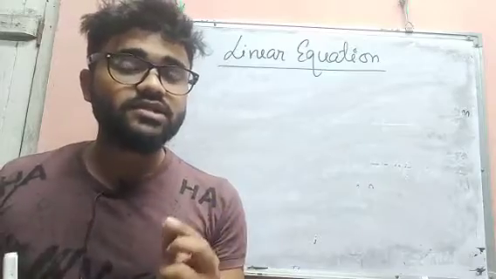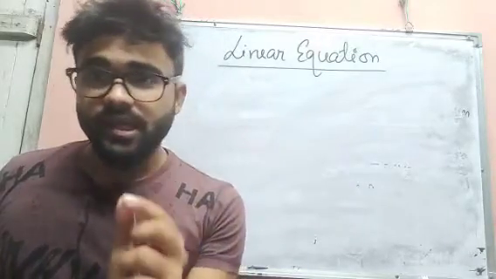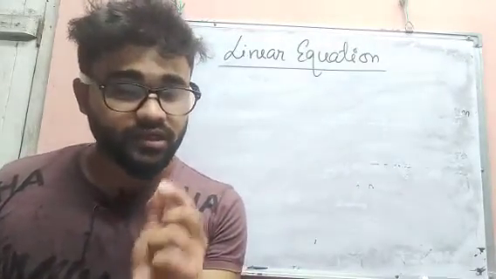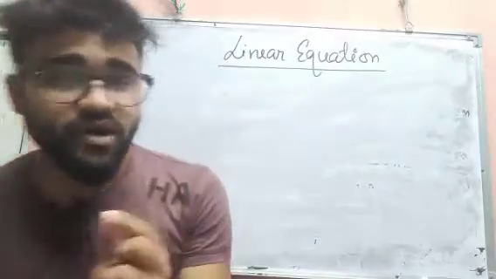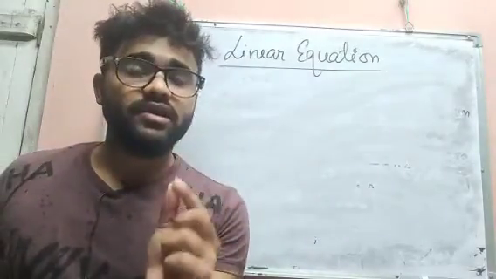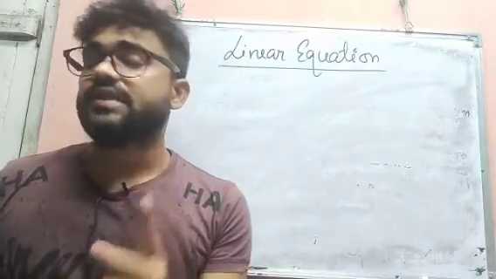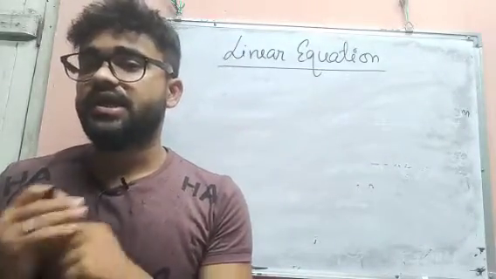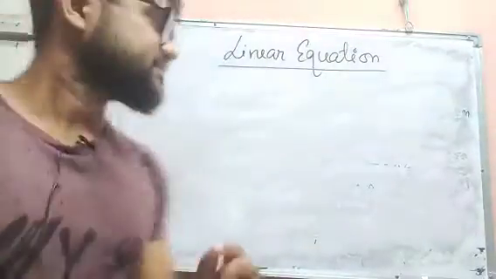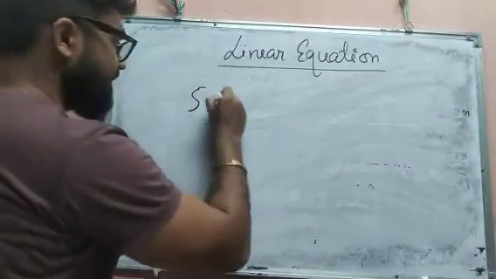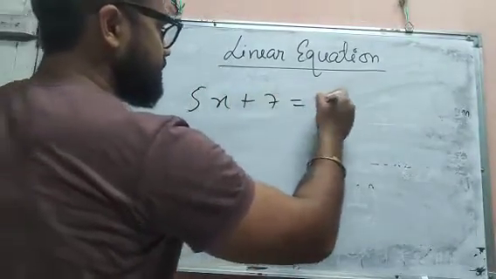So here what is the main property? Here the power of the equation is always 1. Okay, that type of equation is known as a linear equation, and here we have only one variable. Okay, so see here, 5x plus 7 equal to, suppose, 2.